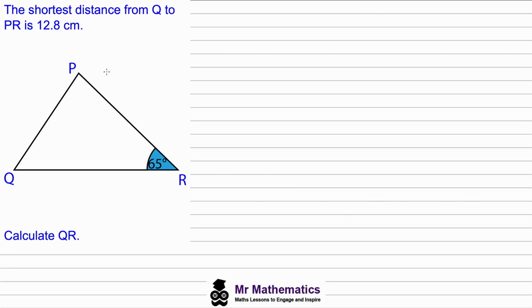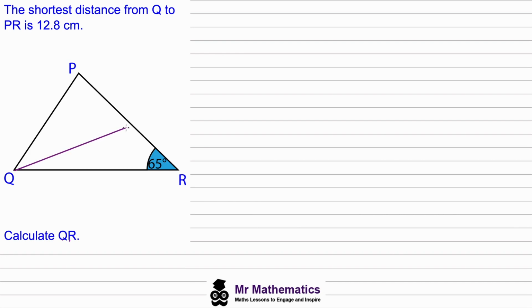Hi, so this is the second video in my series on using trigonometry with right angle triangles. In this example, we're told that the shortest distance from Q to PR is 12.8 centimeters. We've been asked to work out Q to R, the length from Q to R, which is this length here. So the first thing we need to do is to draw a line from Q to PR.